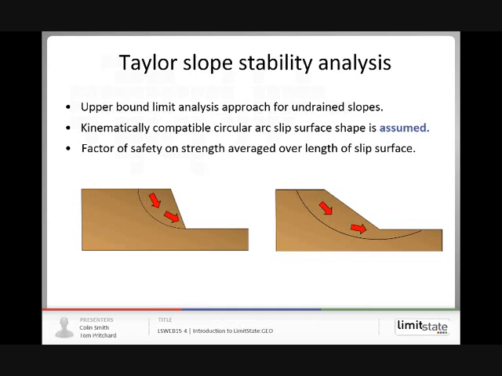We might look at undrained slopes and look at Taylor's slope stability analysis. This is technically an upper bound limit analysis approach for undrained slopes. And what is assumed is a circular arc slip surface. Based on that, the factor of safety on strength is worked out, averaged over the length of the slip surface.